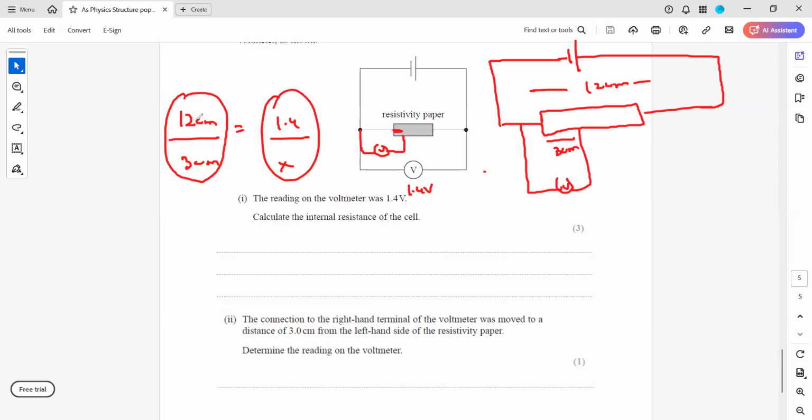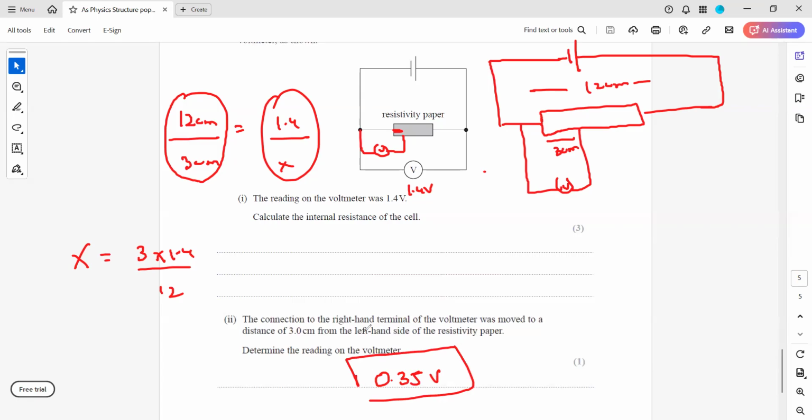When the total length was 12, it was reading 1.4. Now the total length is 3, it will read X. We just cross multiply, we need X. So it will be 3 multiplied by 1.4 divided by 12. What is the answer here? So 3 multiplied by 1.4 divided by 12 is 0.35. 0.35 volts. So determine the reading on the voltmeter. It will be 0.35 volts.